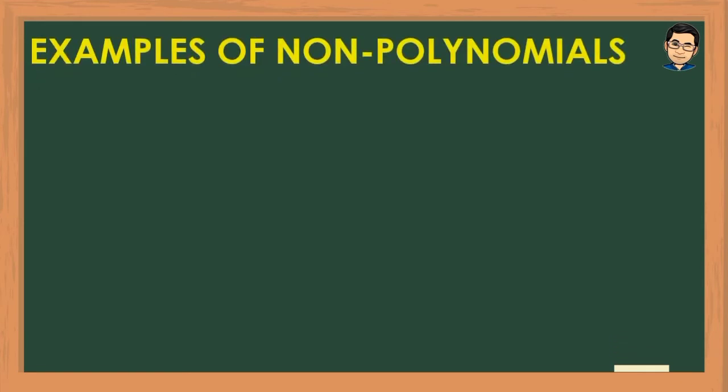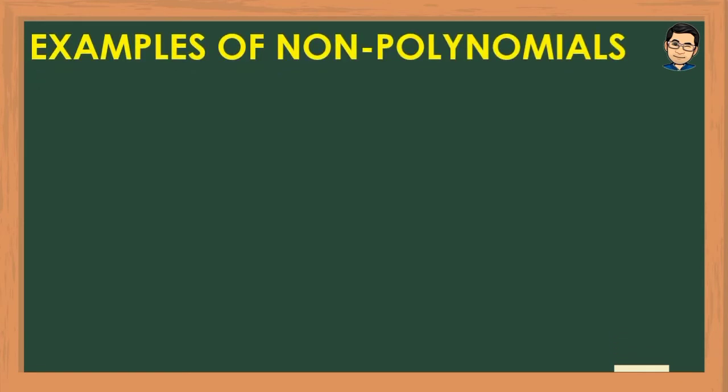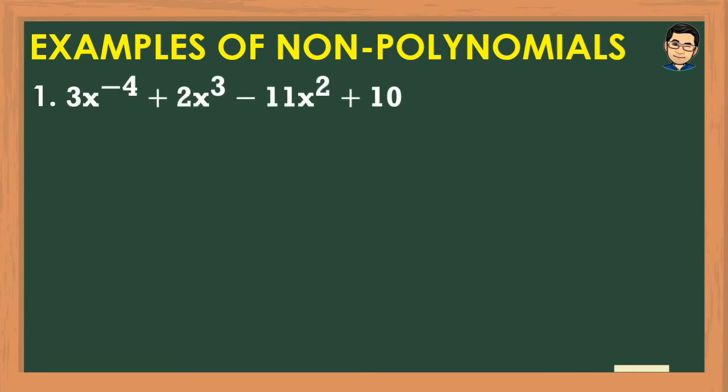If we have examples of polynomials, we also have examples of non-polynomials. Number 1: 3x raised to negative 4 plus 2x cubed minus 11x squared plus 10. Why is this a non-polynomial? It's because of the exponent negative 4. Again, based on the definition of polynomials, the exponent or power must be a non-negative integer, so it must always be positive. So, number 1 is not a polynomial.